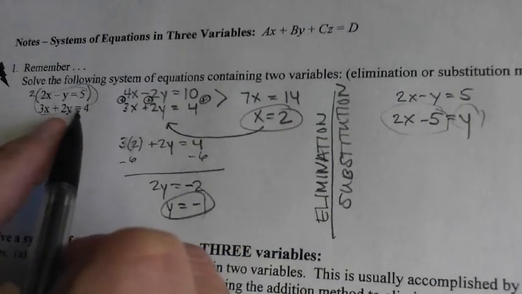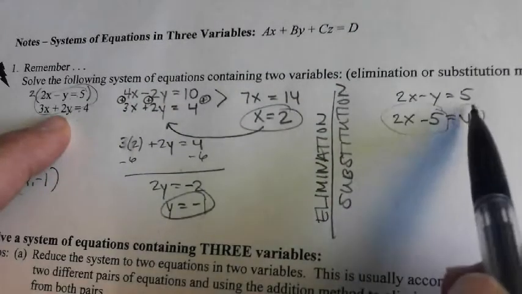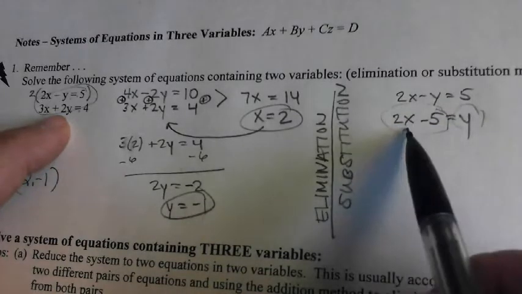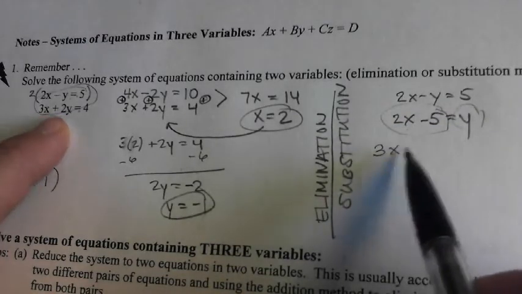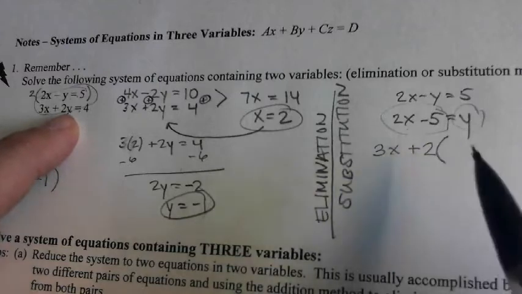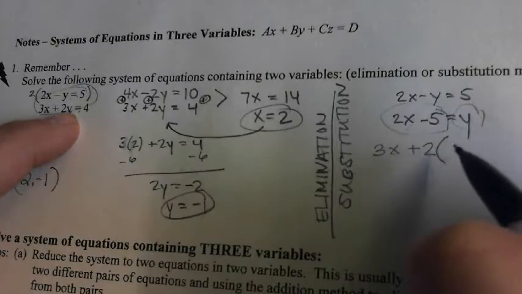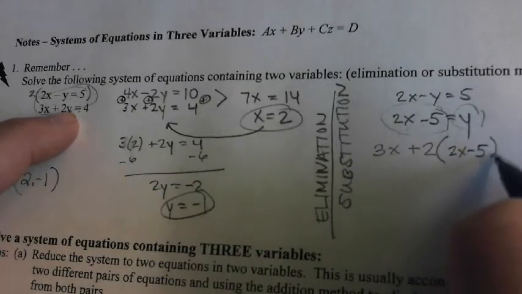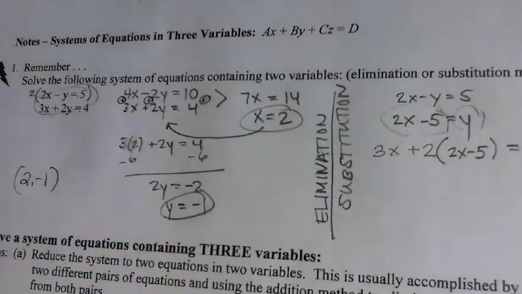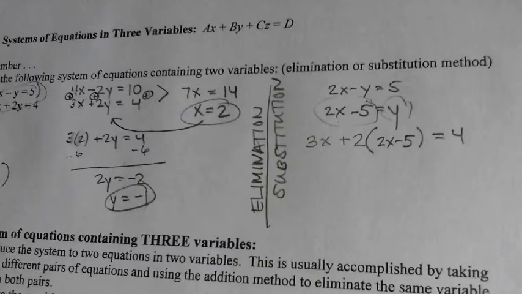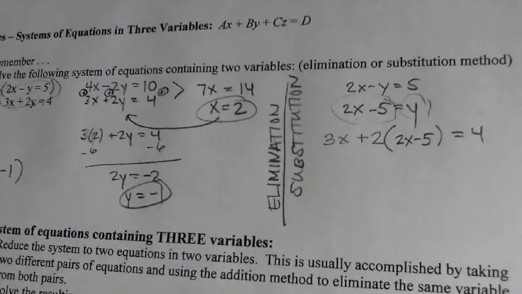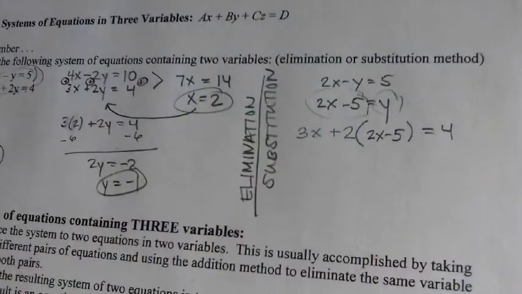So I'm going to go to the other equation, and I'm going to take out the y and replace it with this. So it's going to be 3x plus 2, and here the y is going to get popped out, and I'm popping in the 2x minus 5 equals 4. What I now have that I didn't have earlier: I had 2 equations with 2 variables. By doing that substitution, I've now written one equation with one variable, which is now solvable.